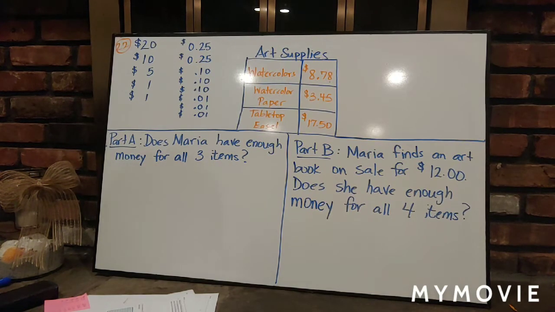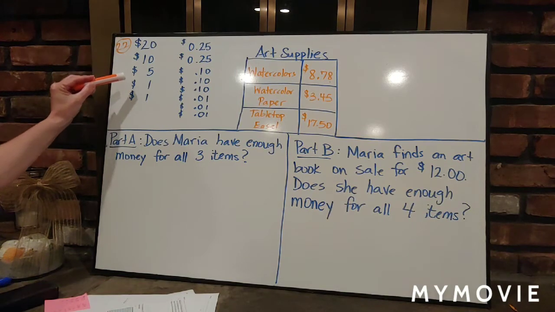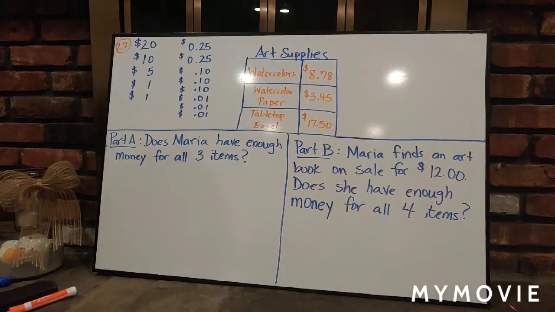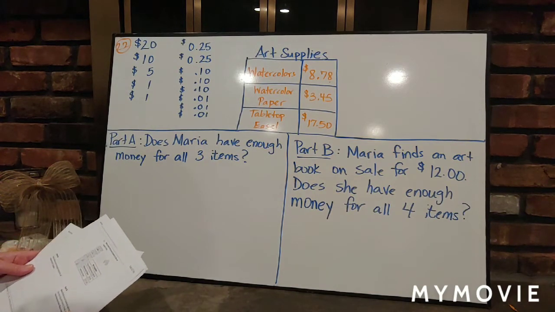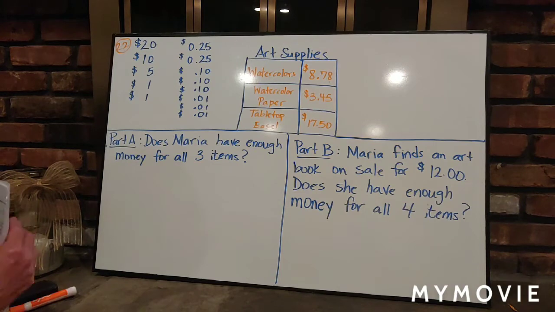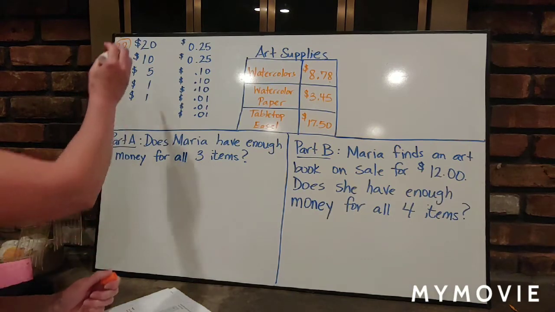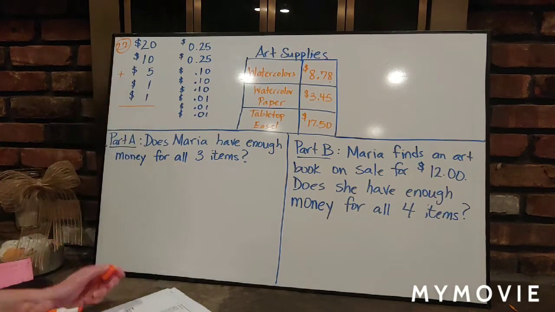So rather than drawing the bills and the coins out, I just wrote out their values. So let me read what it says at the top of the page. It says, Maria takes the money shown to the art supply store. So this is the money she brings with her. So let's figure out how much money Maria has first. So here are all our bills, and we'll add those up.